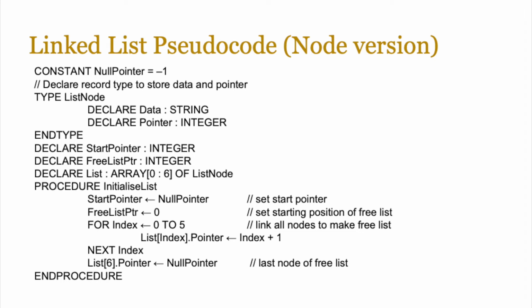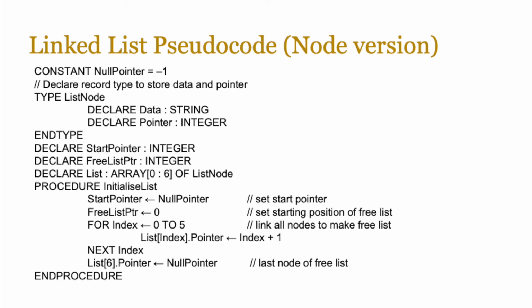Next, we set up a procedure. In this case, we are going to call it initialize list because we want to initialize that array we've just set up, and we set the start pointer to the null pointer because there's no item in the list at the moment. We set the free list pointer to 0 because that is the next available space in the array for us to insert a new value. We then create a count control loop, for example a for loop, and we use that loop to just populate the pointer value to 1, 2, 3, 4, 5, and 6. The reason we have to only do that and we're not going from 0 to 6 is because we don't want to insert 7 because there's no index 7 in our array. So we just want to go up to index 6.